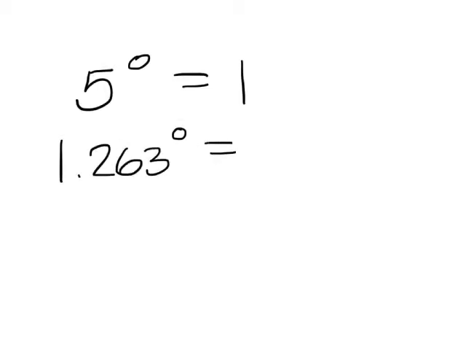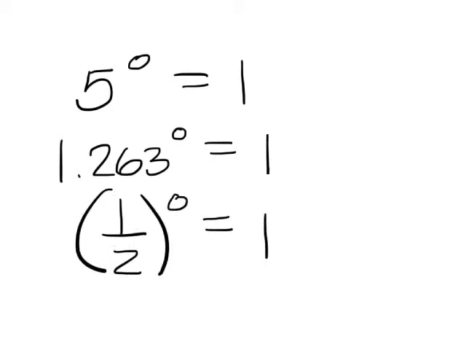If I have a 5 to the 0 power, the answer is 1. If it's 1.263 to the 0 power, it's 1. A half to the 0 power is still 1. Anything to the 0 power is 1.